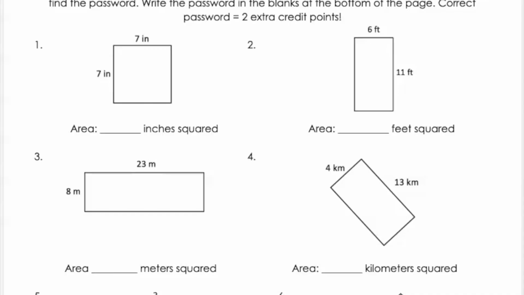Area password. Hey, this looks familiar. Yes, you're right. It's just like your perimeter assignment. This time you're finding the area. Find the area or missing sides of the shapes below. Use the key at the bottom of the page to find the password. Write the password in the blanks at the bottom of the page. Correct password equals 2 extra credit points.